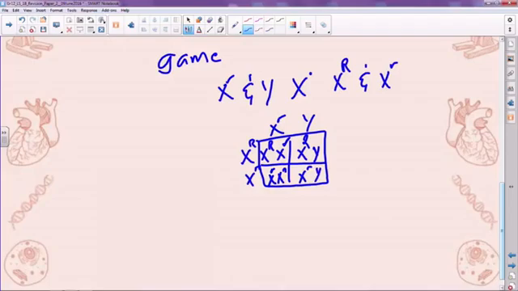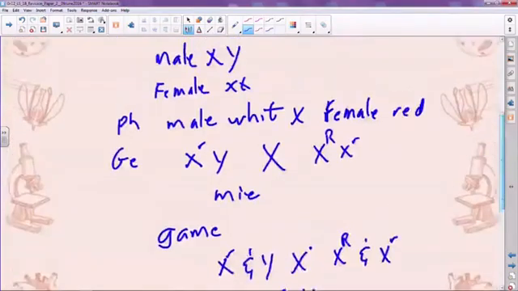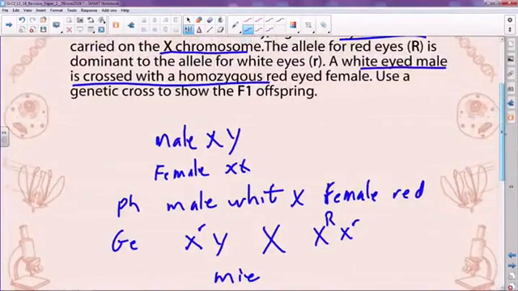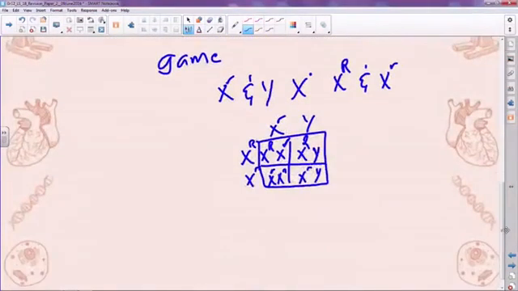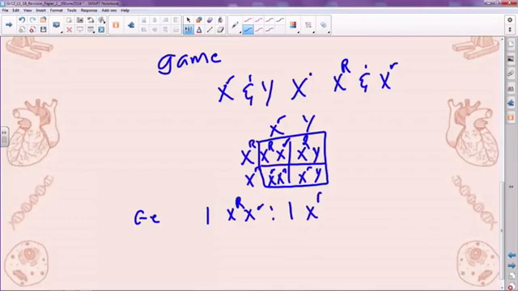So you're going to end up, quite simple, it wanted the phenotype, if I'm not mistaken. It said give the genetic cross, show the female, use a genetic cross to show the F1 offspring. Okay, so we have your genotype, you have a ratio of 1 X big R, X small r, to 1 X big R with a Y, to 1 X, two small r's, and 1 X, Y, small r.